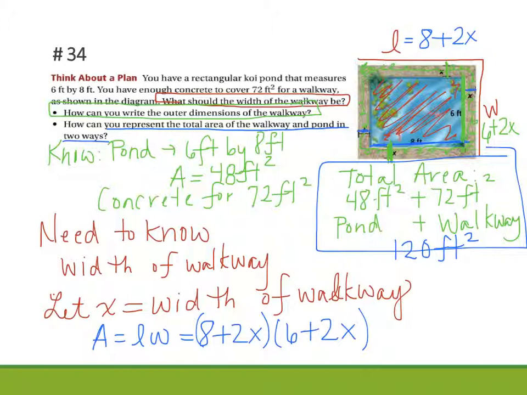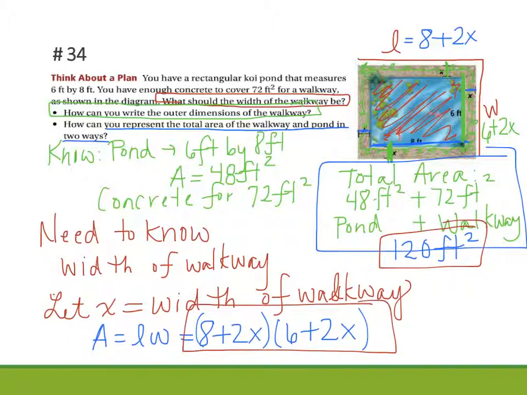Well, if the area is 120 square feet, and the area is also 8 plus 2x times 6 plus 2x, to write an equation that could be used to solve for the width of the walkway, we could just set those two quantities equal to each other. And that's exactly what I'm going to do. Okay, so here's the equation: 8 plus 2x times 6 plus 2x is equal to 120.